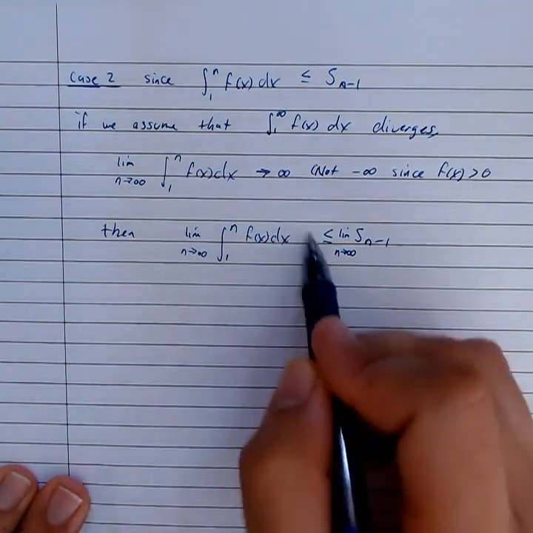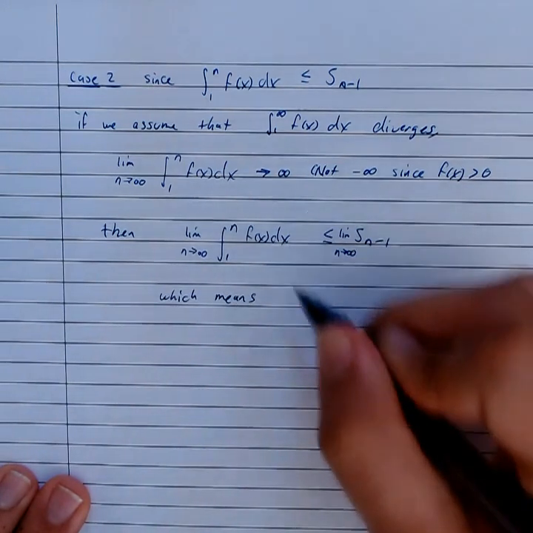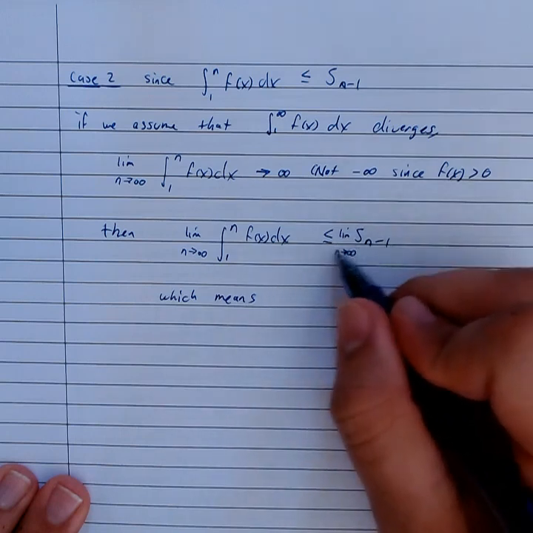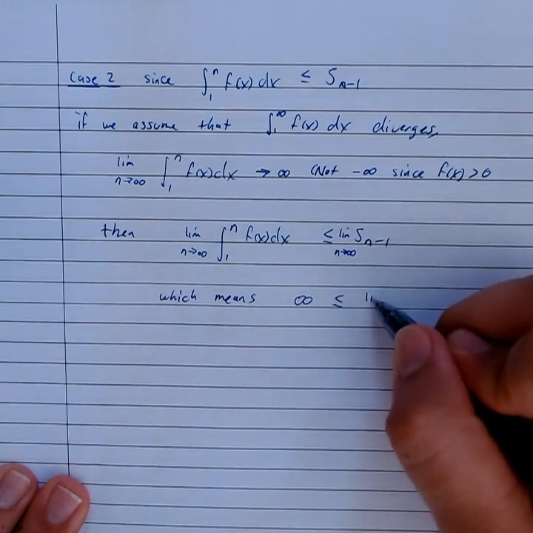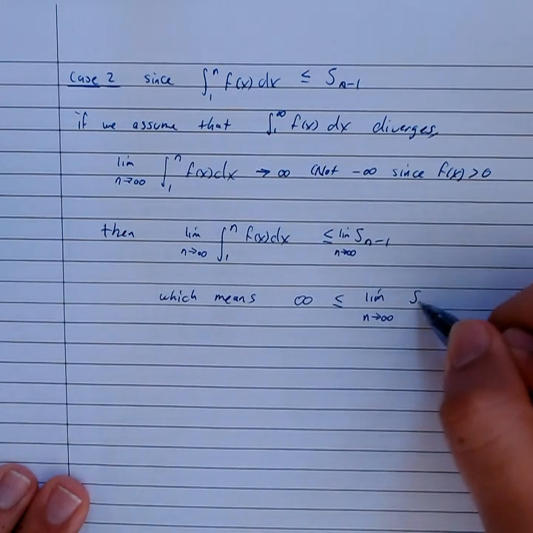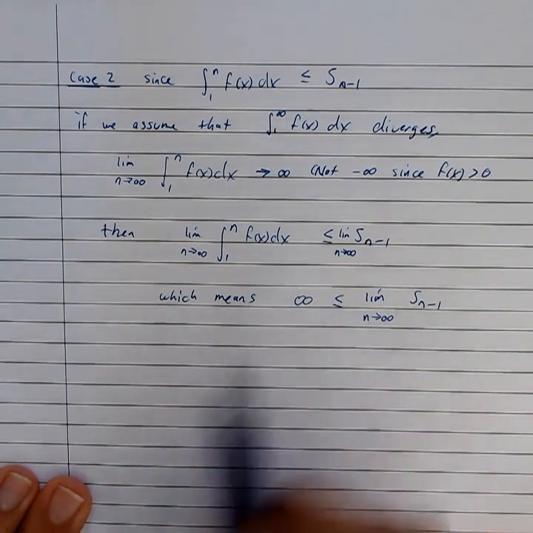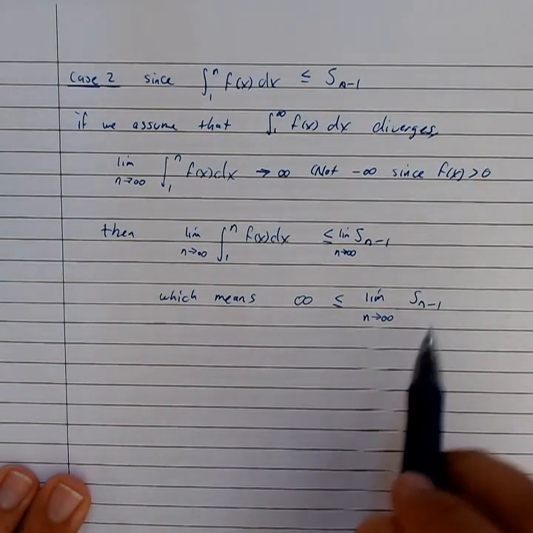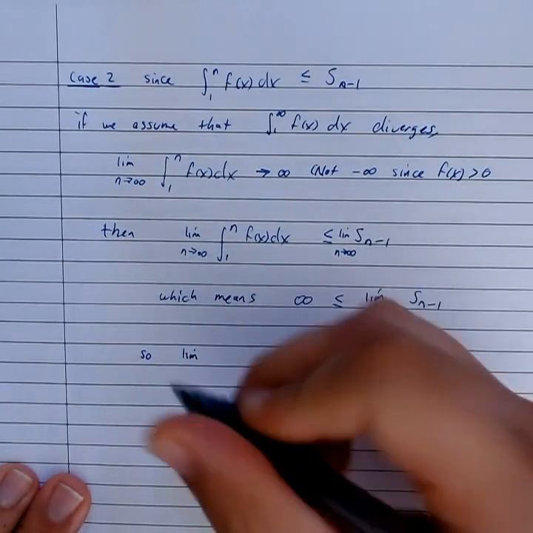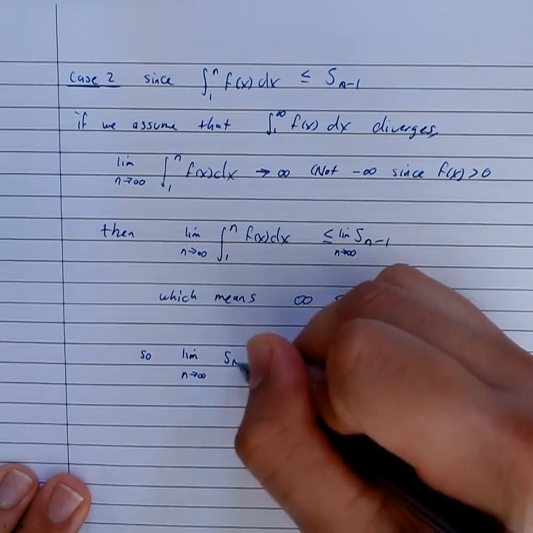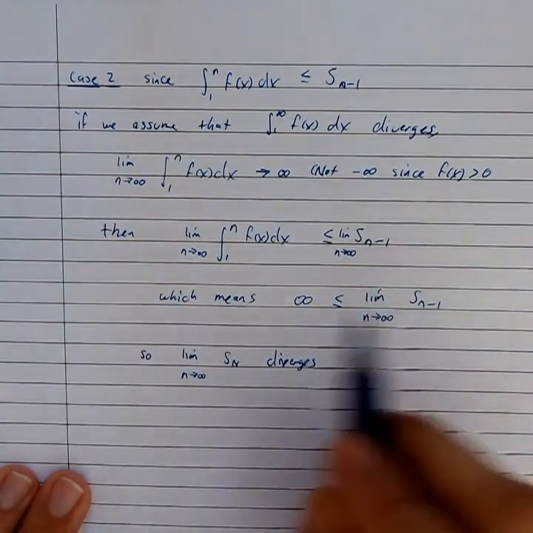Then, if this is going to be infinite, this means that this value is going to be greater than or equal to something that's infinite. So that means the limit as n approaches infinity of s sub n minus 1 is greater than something that's already infinite, or maybe it's equal to something that's already infinite. Either way, that means this can't be a finite number. So that means that the limit as n approaches infinity of s sub n diverges. That's what it means to diverge, or that's one thing it can mean to diverge, to go off to infinity.